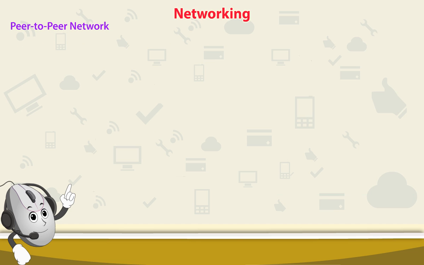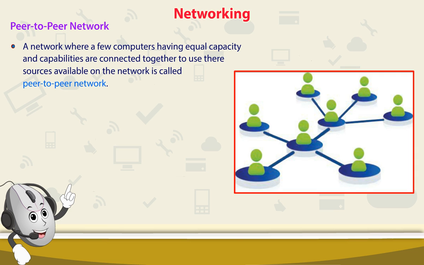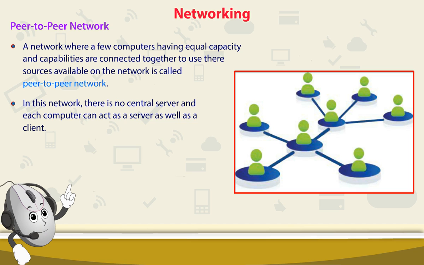Peer-to-peer network. A network where a few computers having equal capacity and capabilities are connected together to use the resources available on the network is called peer-to-peer network. In this network, there is no central server and each computer can act as a server as well as a client.